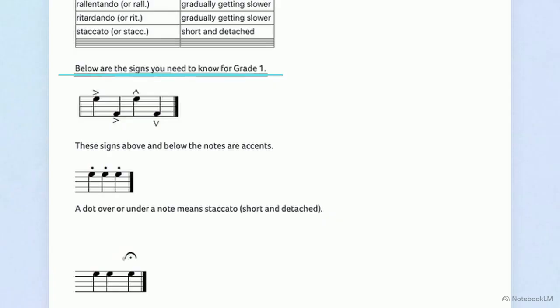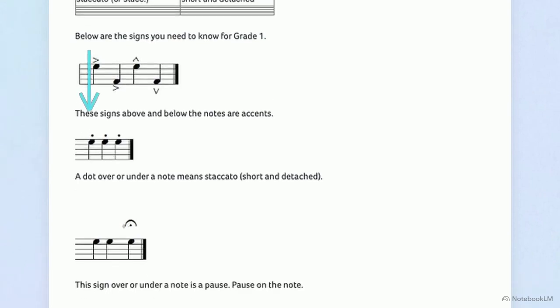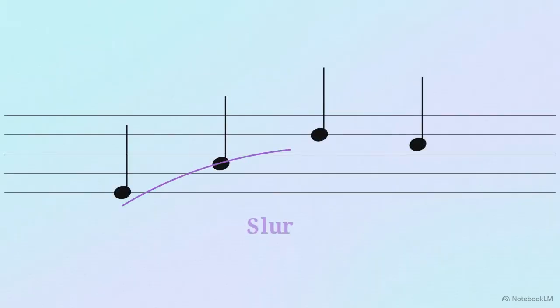Here we see the specific visual instructions for how your hands physically interact with the instrument. A dot placed over or under a note means staccato. Play it short and detached. Contrast that with the curved line below it, called a slur. This demands a legato performance, where the notes are played smoothly and totally connected.